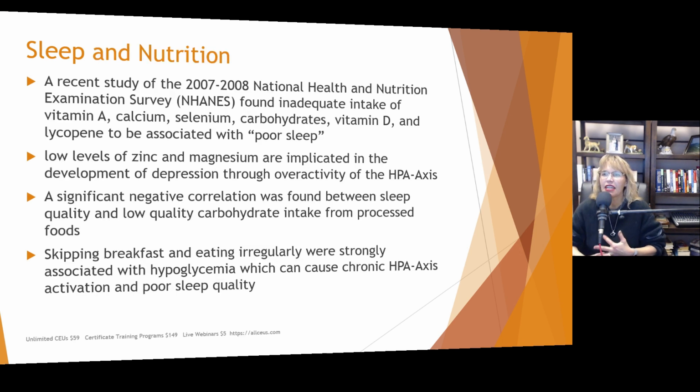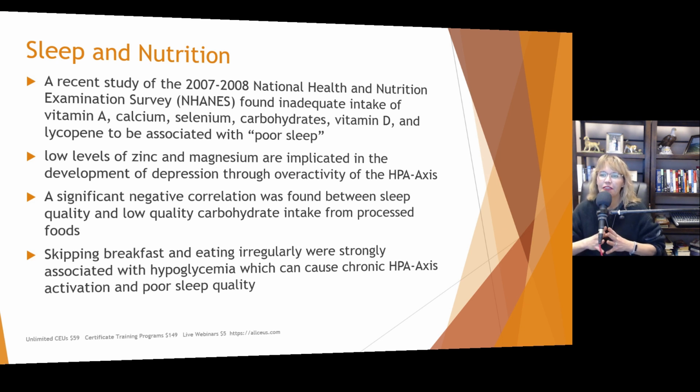A recent study of the National Health and Nutrition Examination Survey found inadequate intake of vitamin A, calcium, selenium, carbohydrates, vitamin D, and lycopene to be associated with poor sleep. So remember, we need melatonin. We need certain hormones, not only a good circadian rhythm, but certain hormones and neurotransmitters in order to get quality sleep. Low levels of zinc and magnesium are also implicated in the development of depression through overactivity of the HPA-Axis. We need zinc and magnesium to help make serotonin and help make some of our calming chemicals.